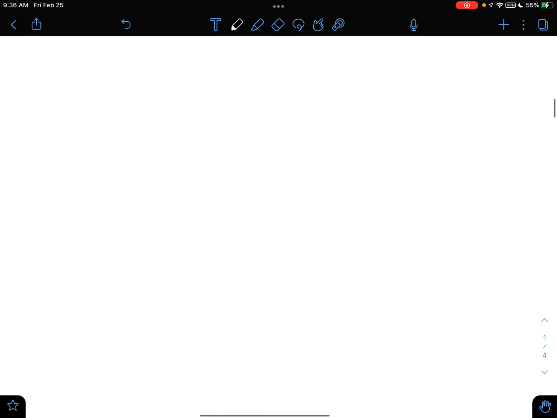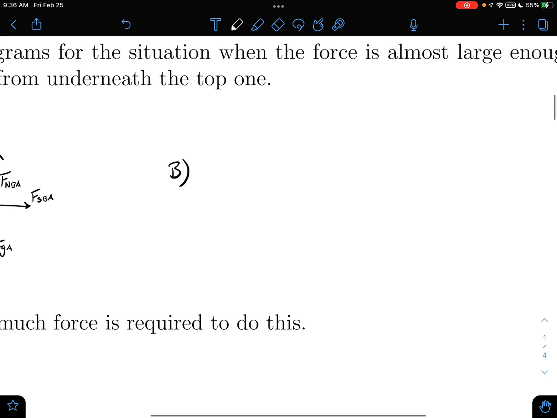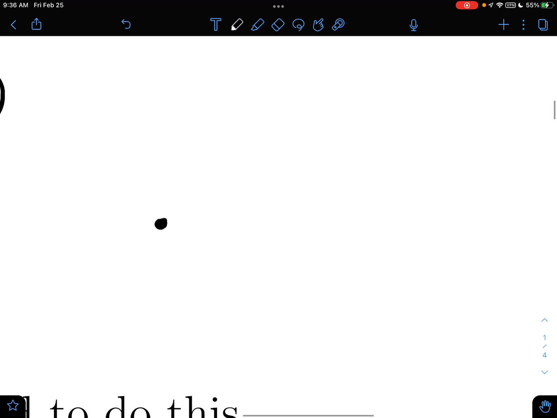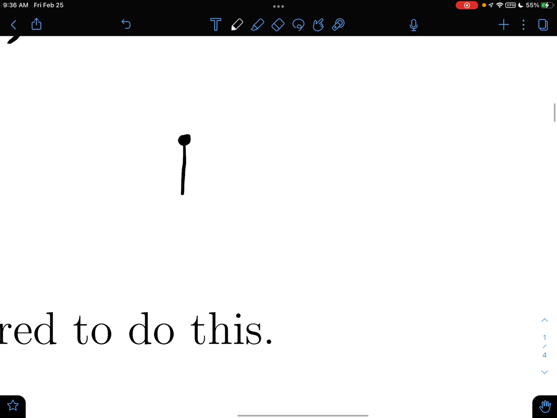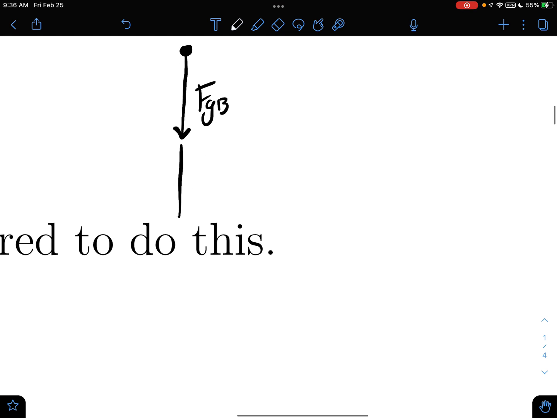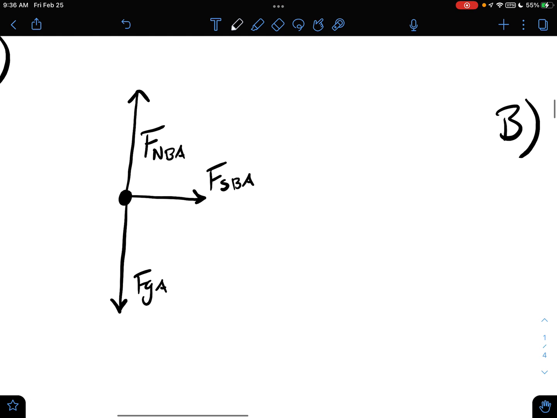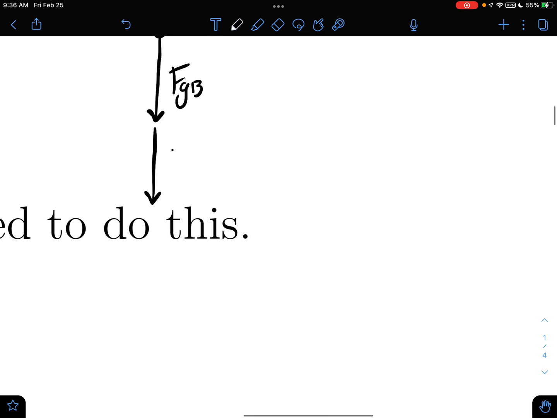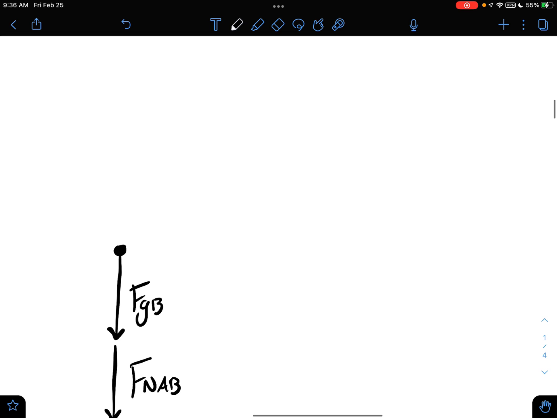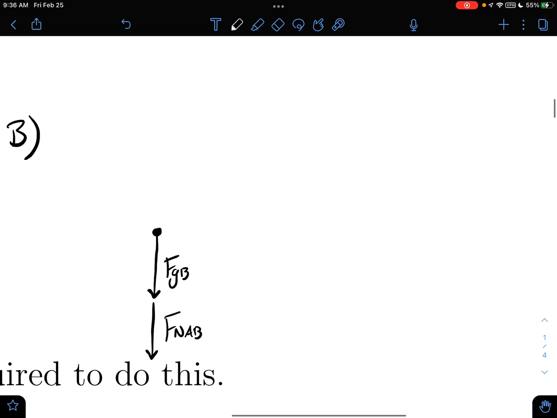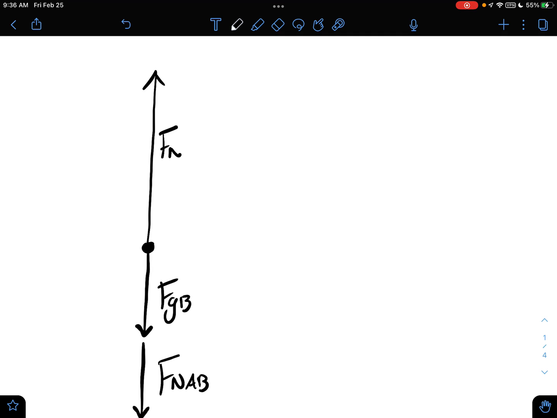And now book B. Here's our book B. We have gravity on B, and we also have A pushing down on B, because we need an equal and opposite force to this one over here. So this is going to be our F normal of A on B. And then we have some normal force from the table. I'm just going to call this regular Fn.